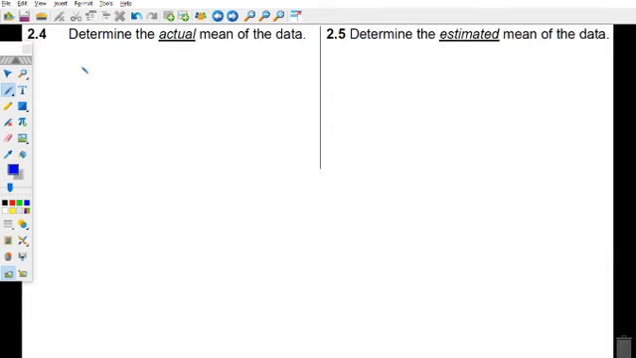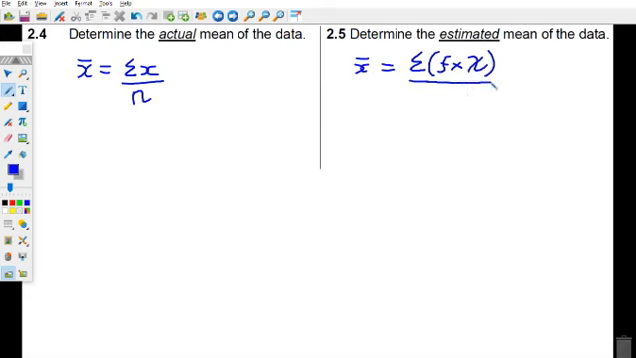The actual mean, the sum of all the data points, is equal to the sum of the data points divided by my population, my number of points there are. My estimated mean is equal to the sum of my frequency times my midpoint, so that's the last column we got, divided by my frequency or my n value. All right, so let's plug those in and see what we get.